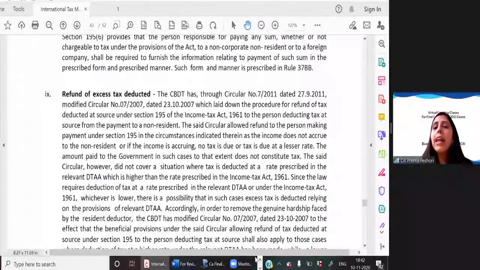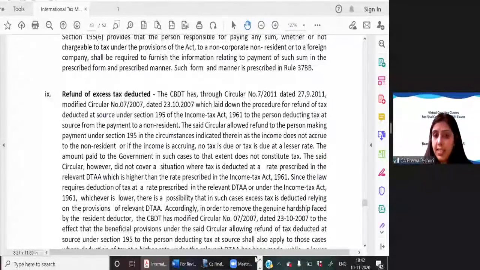Clear? And if you are making the subsequent sale of GDR, in that very case, what will be the taxability? In that case, it will be 111A for short term and 112A for long term. Is it clear? 111A for short term and 112A for long term. Clear, Preeti?